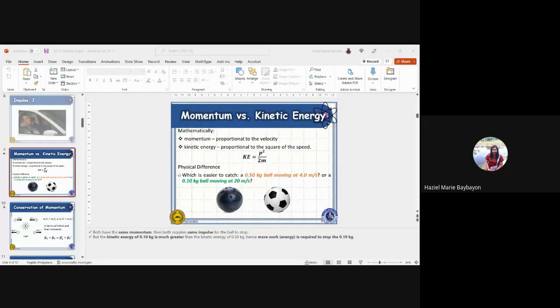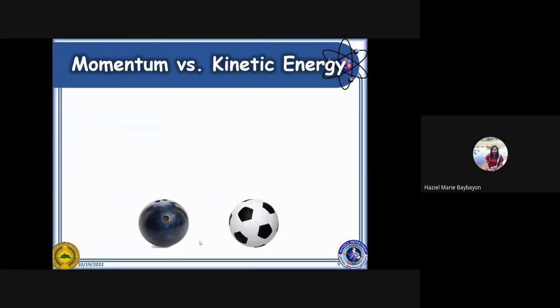We have 16 minutes left. So taas pa kayo tag madiscusan. Okay, so momentum versus kinetic energy.